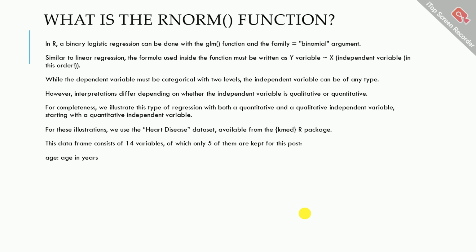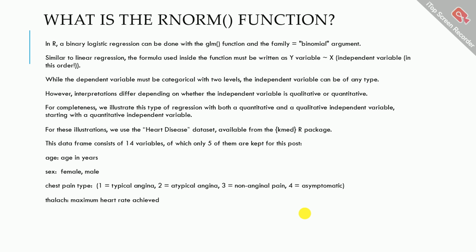These 5 variables include age, measured in years. Then we have sex, either male or female. Then chest-pain type is another variable. It has 4 categories: 1 for typical angina, 2 for atypical angina, 3 for non-anginal pain, and 4 for asymptomatic pain. Then we have another variable that shows maximum heart rate achieved. And one more variable is class, that is the class diagnosis of heart disease. It is divided into 4 classes: 0, 1, 2, and 3.